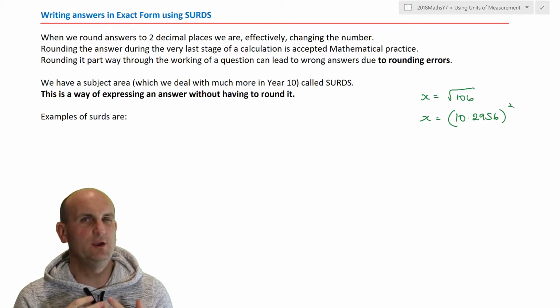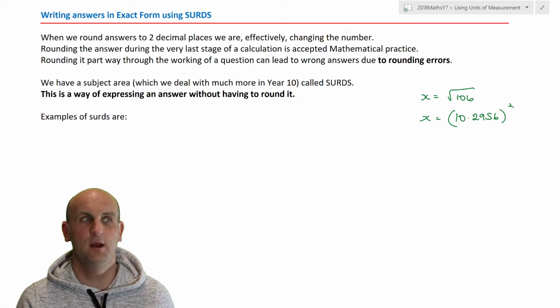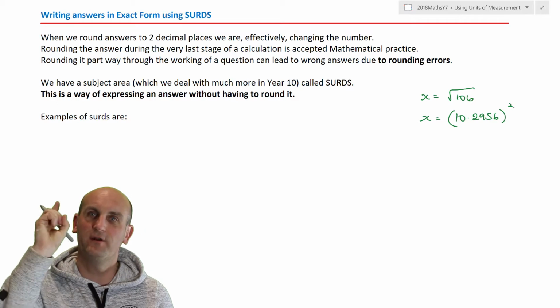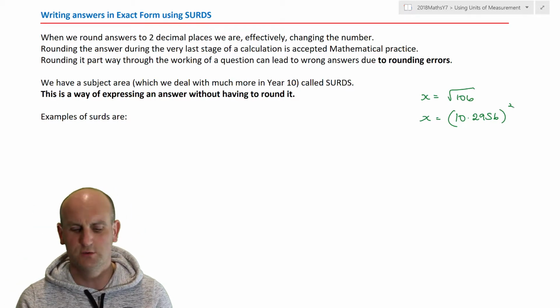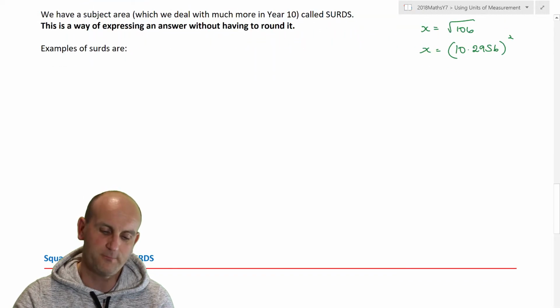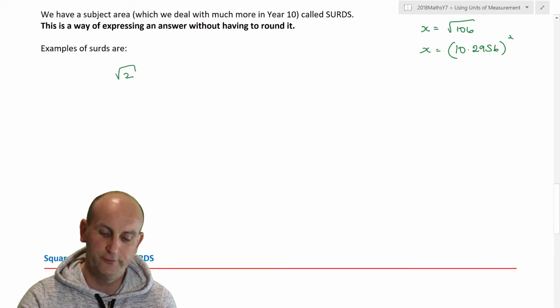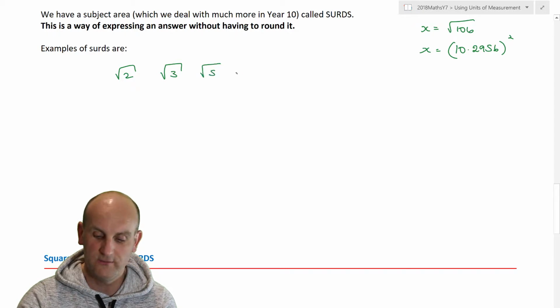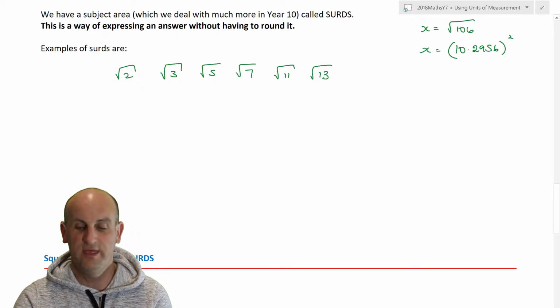So wouldn't it be great if we had a number system or a way of writing answers that didn't need to be done to 2 decimal places or 3 decimal places? Well, yes, there is. It's called surds. And here are some examples of surds. Root 2, root 3, root 5, root 7, root 11, root 13. They are all surds.